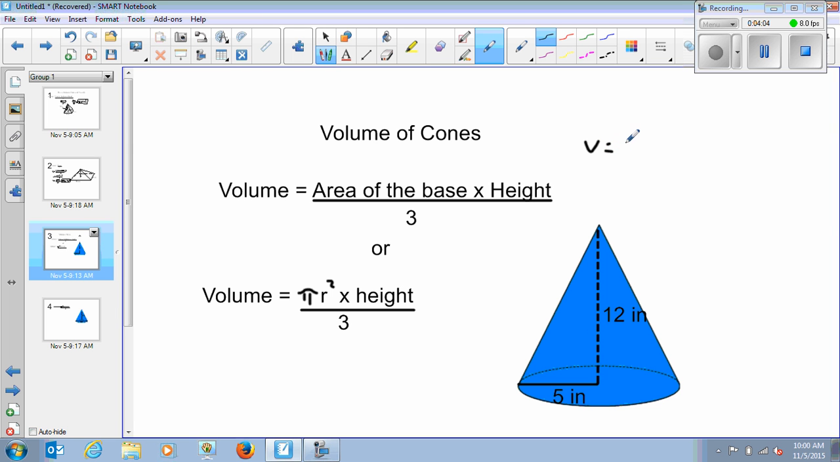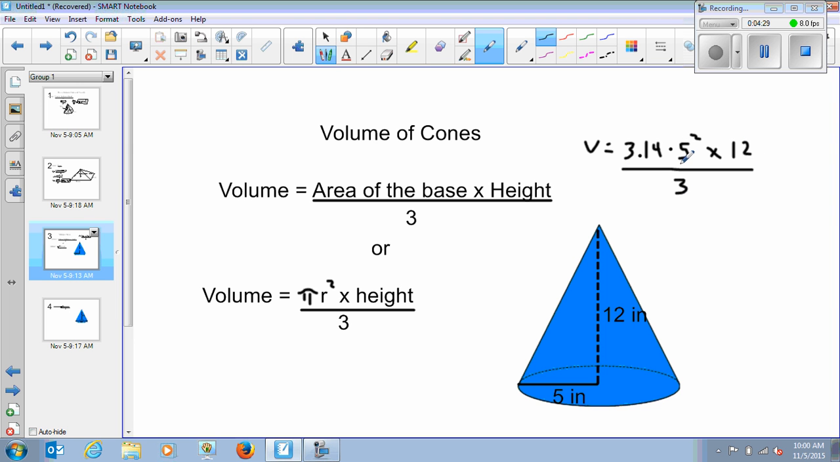pi, which is 3.14, times the radius. Okay, here's our circle, 5. The radius is half the distance across the circle. So we're going to multiply that times 5 squared. Then multiply by the height of the shape, which is 12, and divide that by 3.